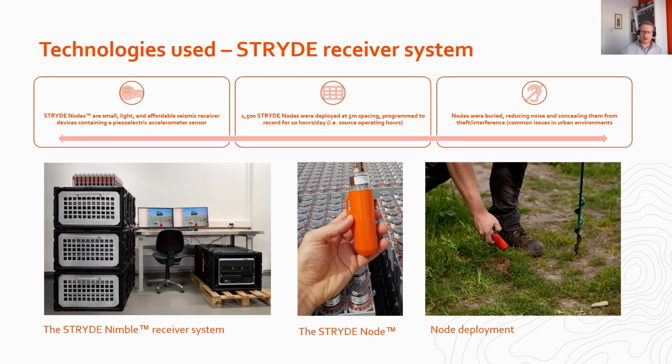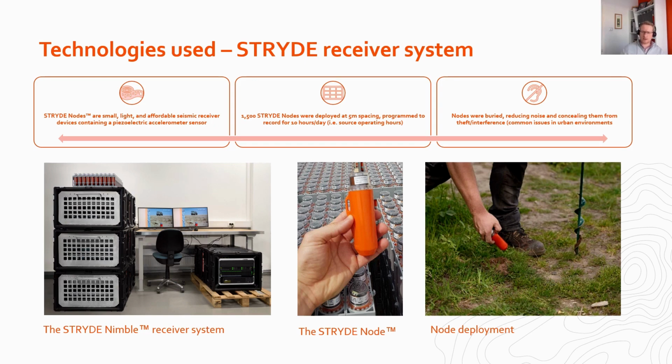And for this particular project, 1,500 of these Stryde nodes were deployed along this 7.5 kilometre line, and this is at a 5 metre spacing. And the Stryde nodes were programmed to record at 1 millisecond sample rate for 10 hours per day during the night time when the data was being recorded.